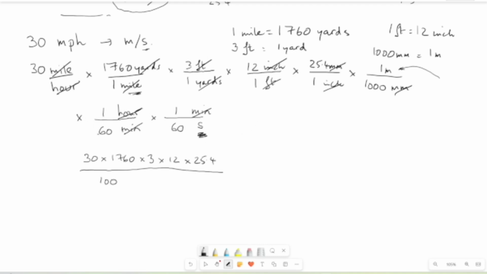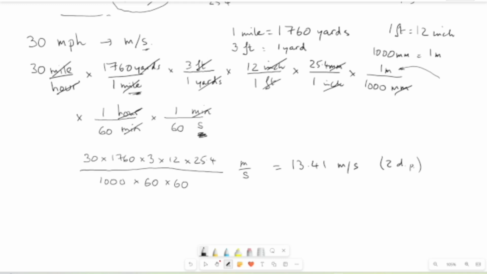And then I carry on over here with the 1 hour over 60 minutes. Well, that's 1,000. 60 is on the bottom, so I've got to divide it by that as well, and another 60 on the bottom as well, and that's going to give me meters over seconds. And if we put all that into the calculator, I get 13.41 meters per second, and that's to 2 decimal places. And that is the correct answer.